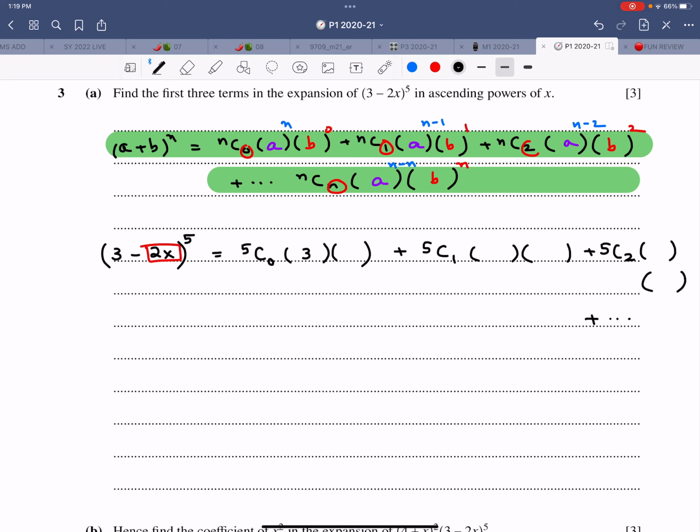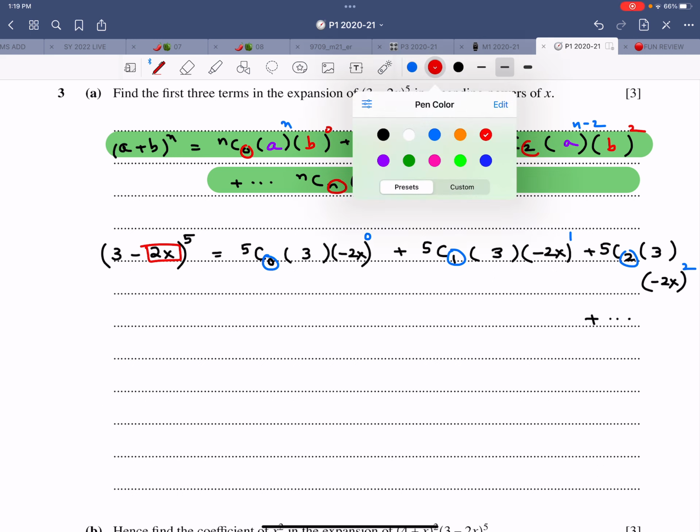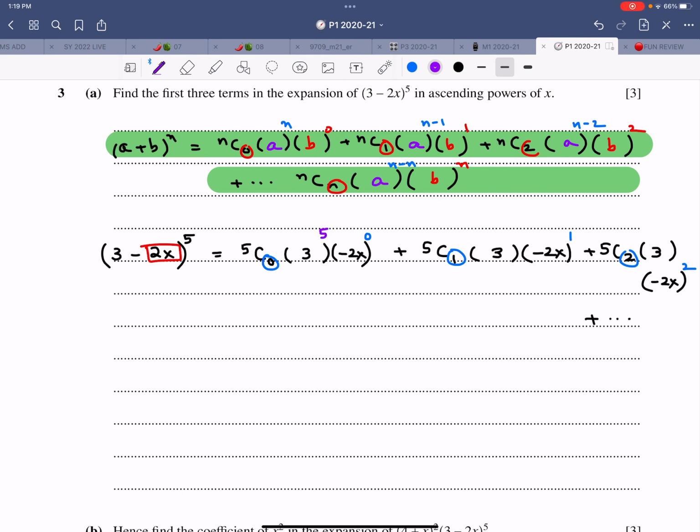This is 3, 3, 3, and this is negative 2x, negative 2x, negative 2x. And what about the powers? This 0 goes over here, this 1 goes over here, this 2 goes over here. What goes on top of 3? On top of 3 we have 5 and 4 and 3. So always it's a good idea to double check.